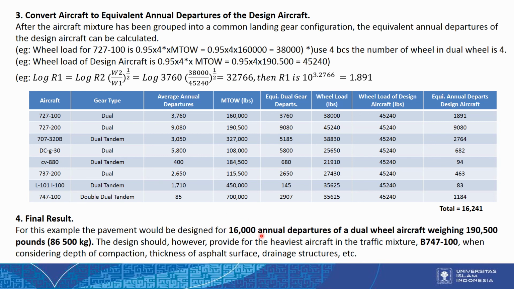The 16,000 annual departures, we get it from here. Dual wheel aircraft depends on the design aircraft, because the design aircraft in this example is 727-200 and the gear type is a dual gear type. So this is a dual wheel aircraft, and the weight is from the MTOW of the design aircraft, and this is the biggest MTOW aircraft type.